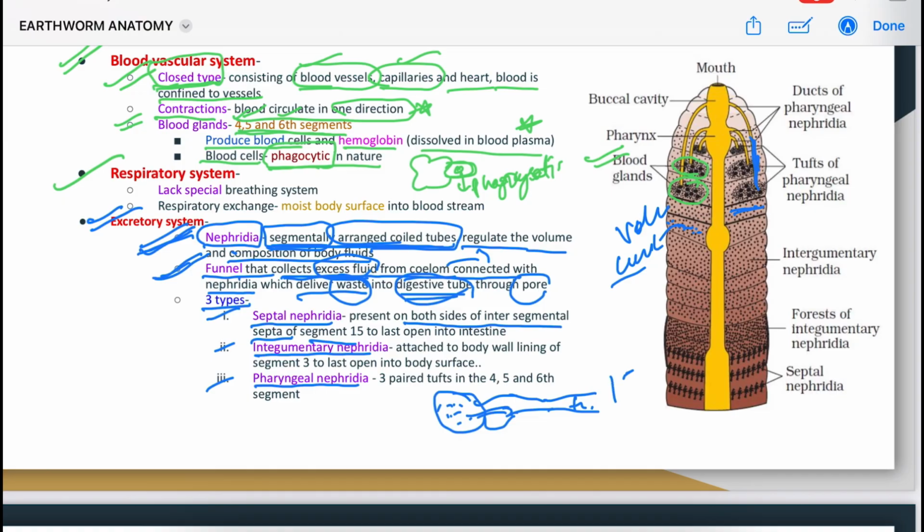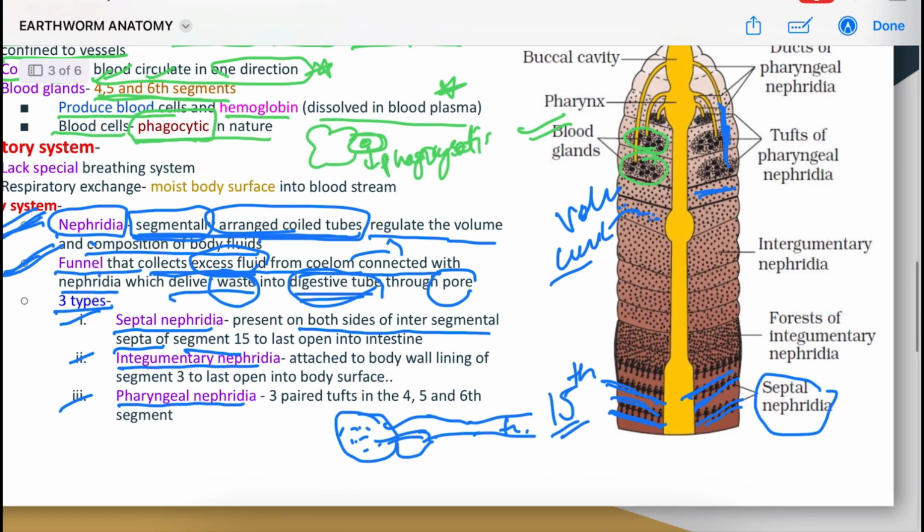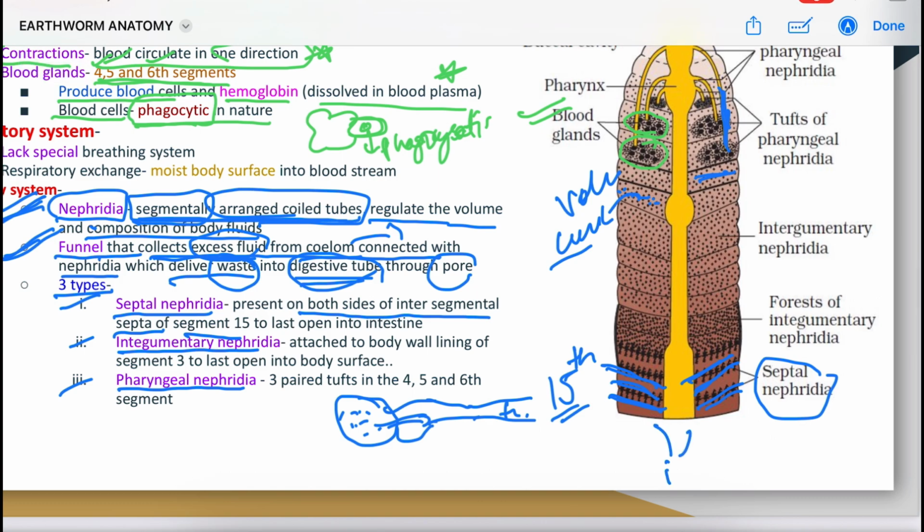Over the segment 15, on both sides, this is septal nephridia. On the 15th, on both sides, there is presence of septal nephridia that open further into intestine. जो सेप्टल नेफ्रीडिया है वो ओपन किस में होता है? इंटेस्टाइन में खुलता है. और ये दोनों साइड में प्रेजेंट है, on both sides of intersegmental septa of segment 15, that open further into intestine.